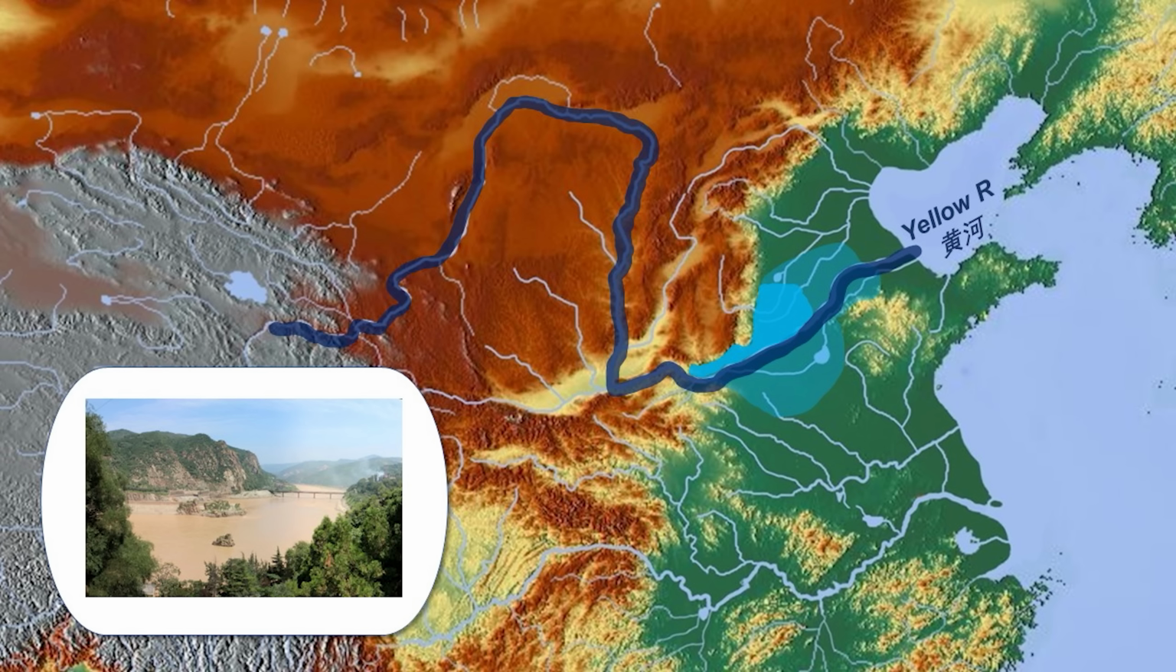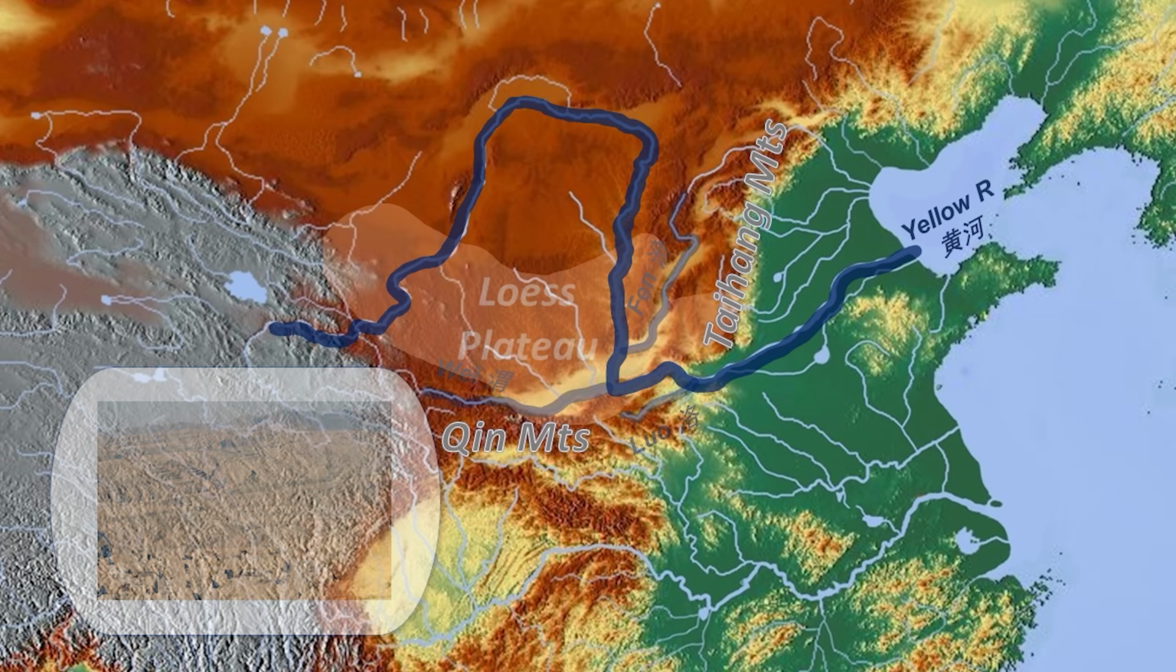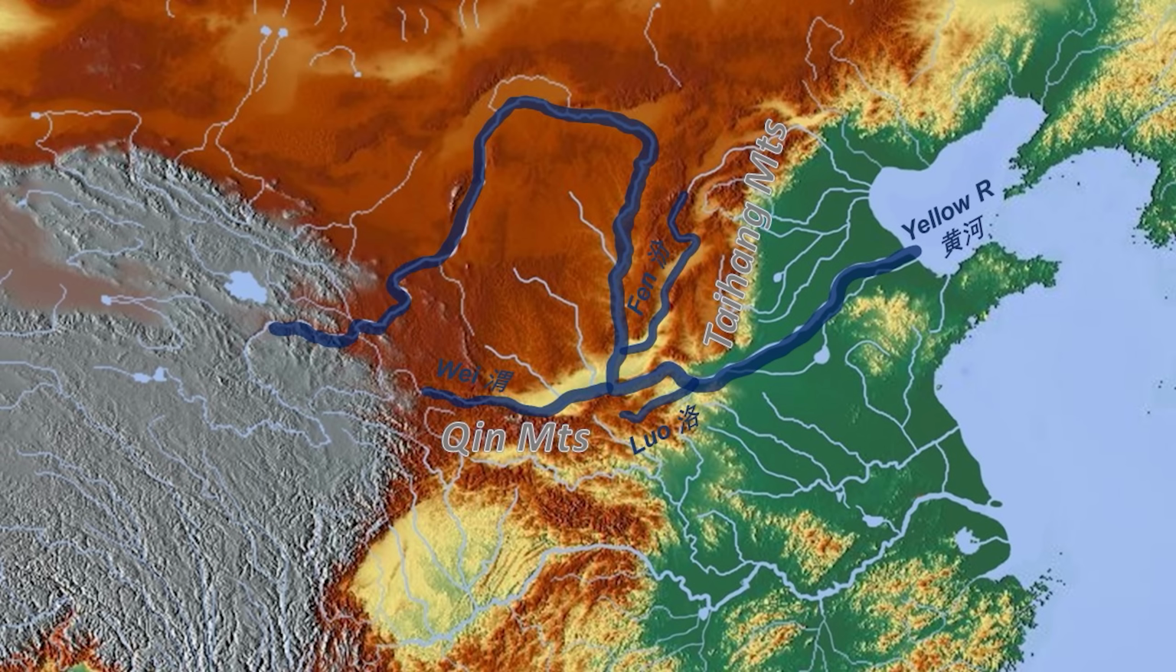Prior to reaching the North China Plain, the Yellow River also flows through the Loess Plateau, named after the soft yellow soil that gives the Yellow River its characteristic color. The Loess Plateau is bounded by a few formidable mountain ranges, including the Qin Mountains and the Taihang Mountains. Near these mountains are short but important tributaries of the Yellow River, the Wei, Fen, and Luo rivers, around which some of the earliest Chinese dynasties developed. The great ancient Chinese capitals of Chang'an, modern-day Xi'an, and Luoyang were located in these valleys.